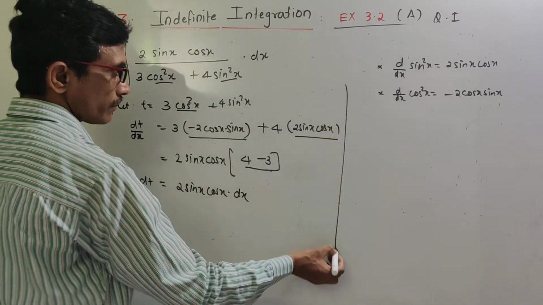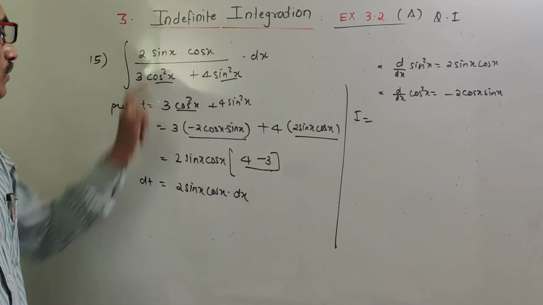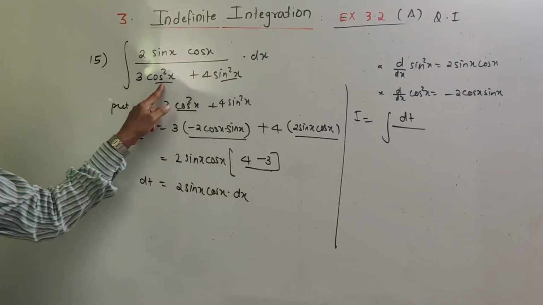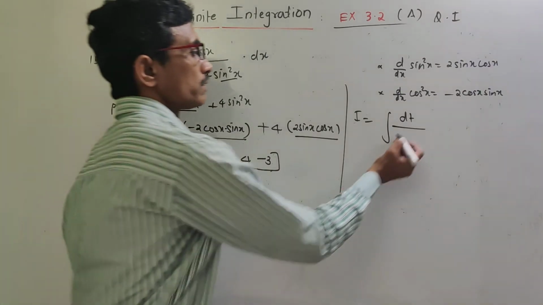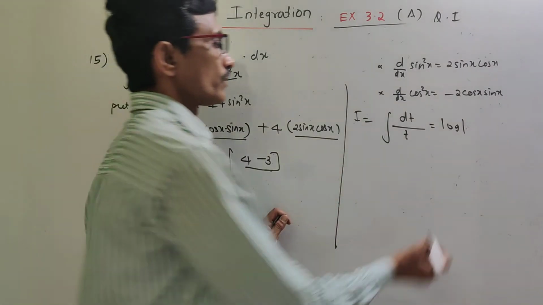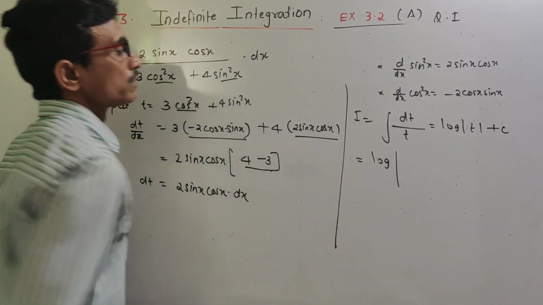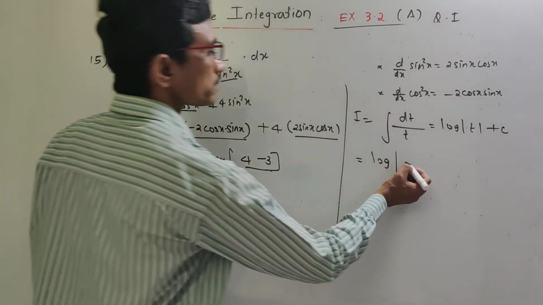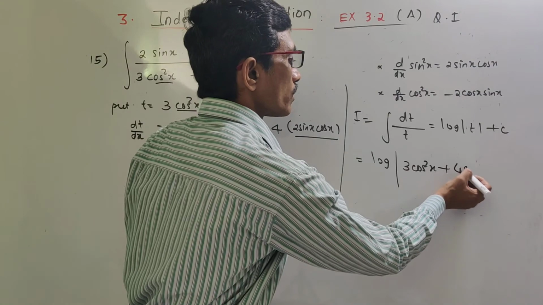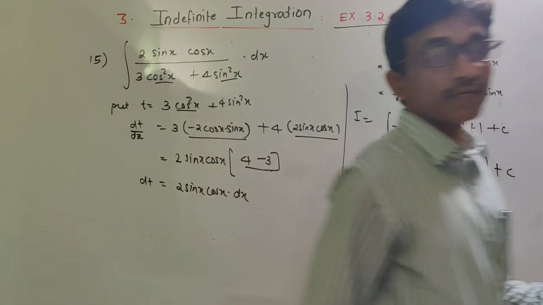Therefore our integral I is equal to the integral of 2 sin x cos x dx, that is equal to dt, and this whole term 3 cos square x plus 4 sin square x is equal to t. So dt upon t, which is log of t. The formula is dx upon x is log of x, so log of t plus c, and what is t? t is equal to 3 cos square x plus 4 sin square x, plus c will be the answer. Resubstitute t.